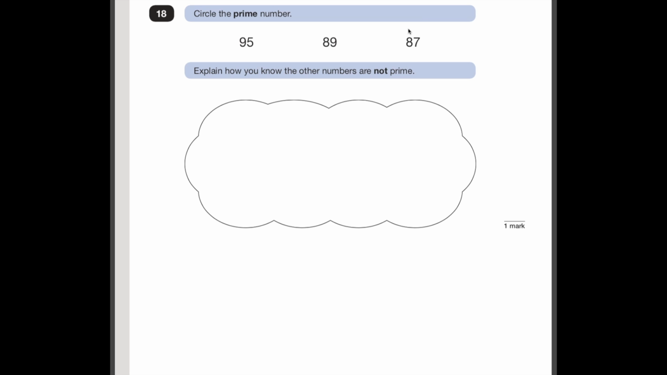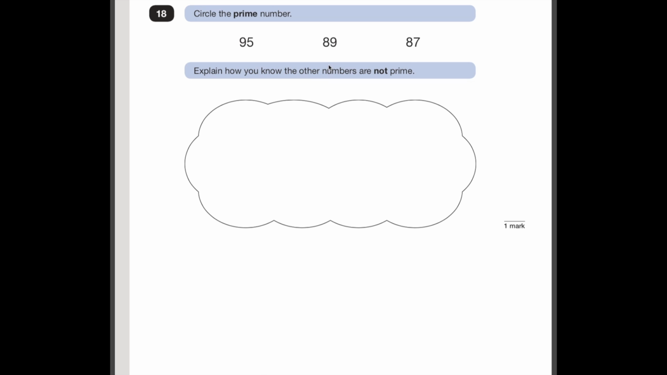Similarly, 87, if you know your 3 times table, you should know that 60 would be in the 3 times table. And if we took 60 from here, we'd end up with 27, and you also know 27 is in your 3 times table. So if you add those together, therefore it would fit in the 3 times table. So that one isn't right either.